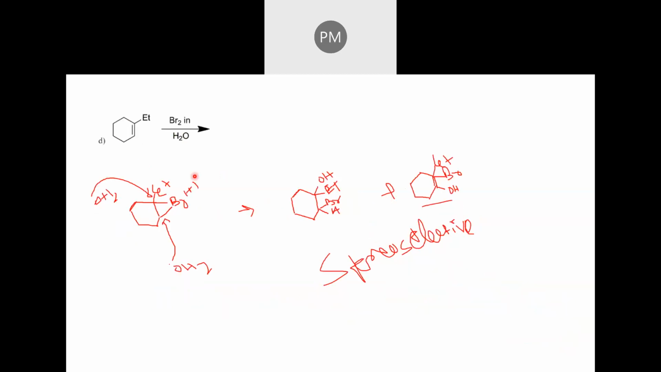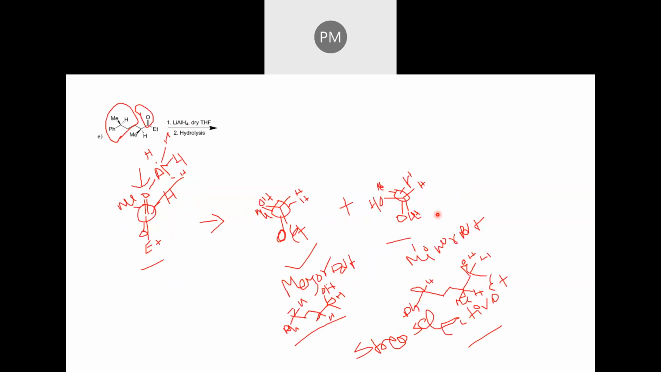This one is an example, Br2 and water. These go through a cyclic bromonium intermediate first. Then the water will attack from this side and also from this side. So we are getting two products here.